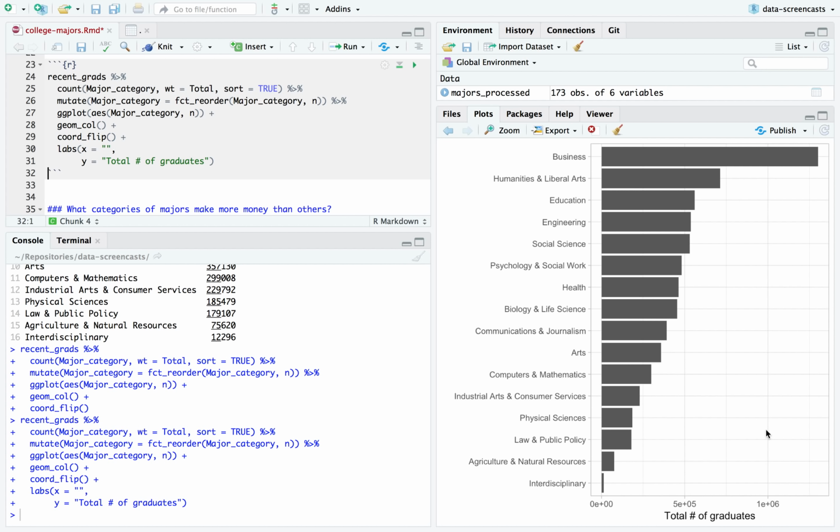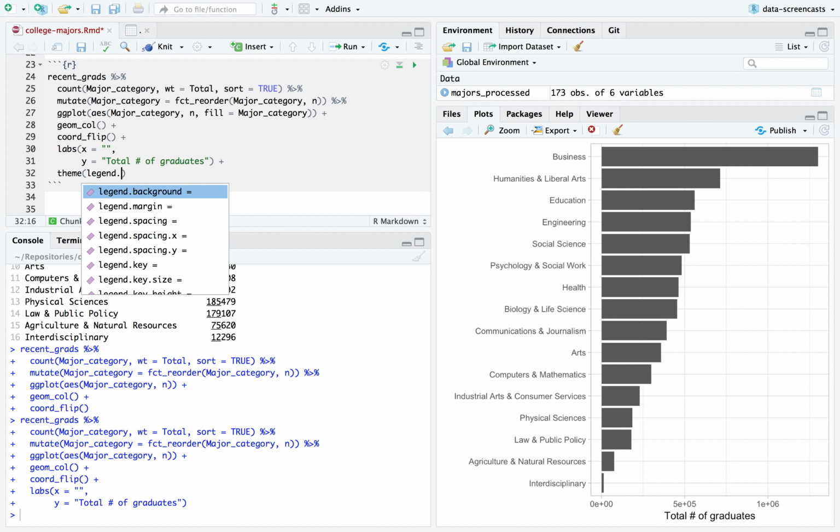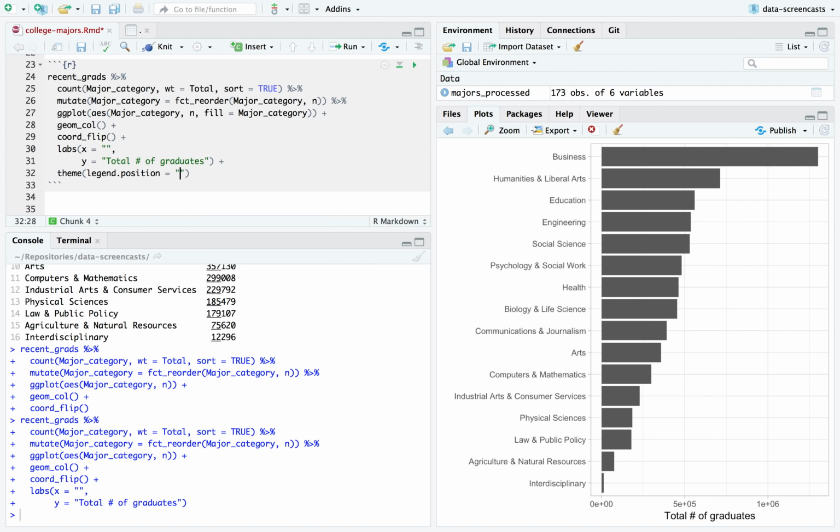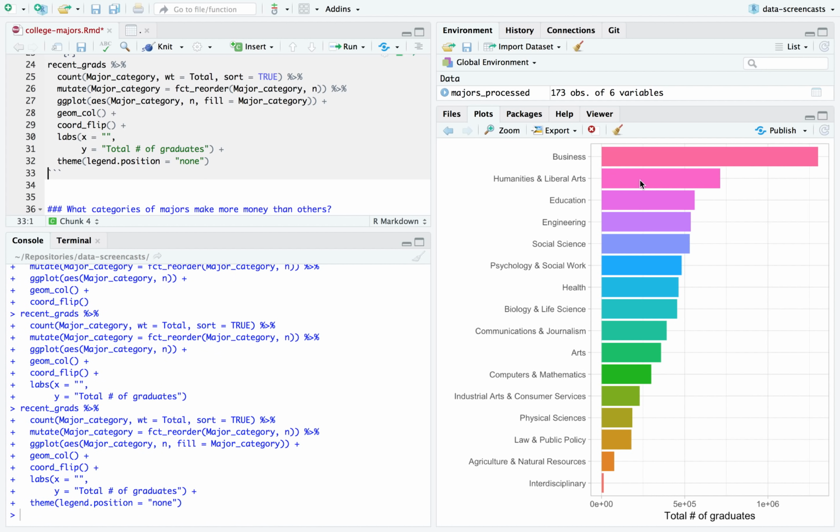Yeah, so this is a solid graph. I learned a trick from Julia Silge, my former colleague from Stack Overflow and co-author of Text Mining with R. The trick is, you get a bar plot with boring-looking colors. I like to throw in a fill equals major category and then drop my legend. So look at that, you just add a kind of rainbow effect.